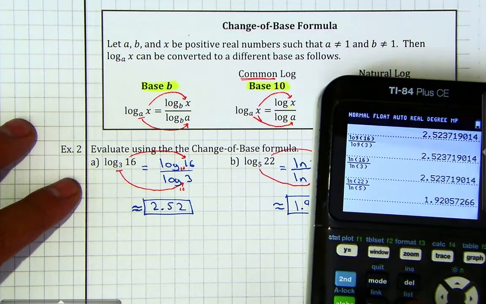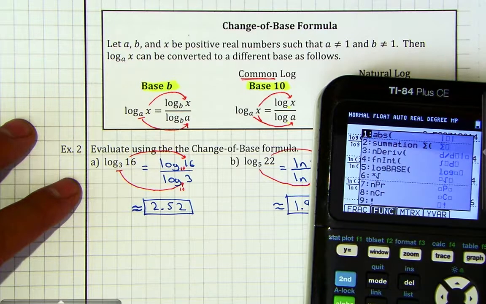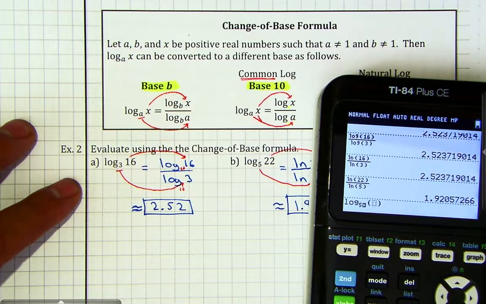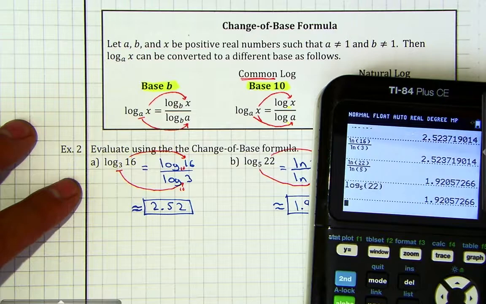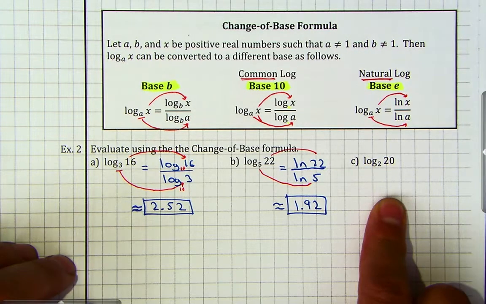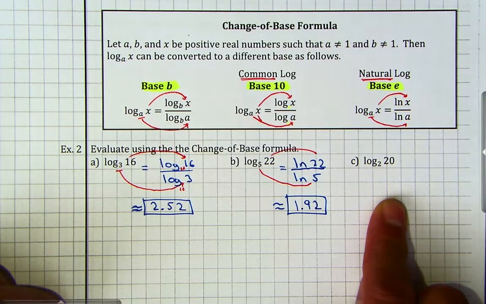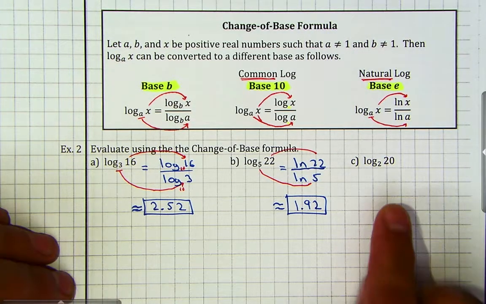And if I had done it in this format, I could have just gone log base 5 of 22. It should give me the same number. So try letter C. Decide what formula you want to use, and we can check. Go and pause it.